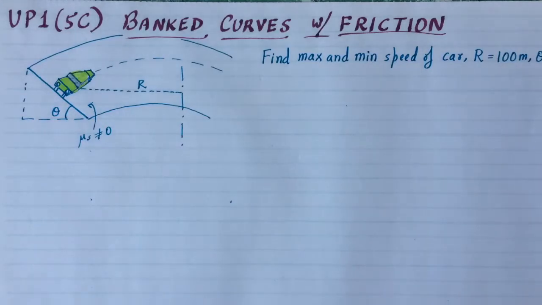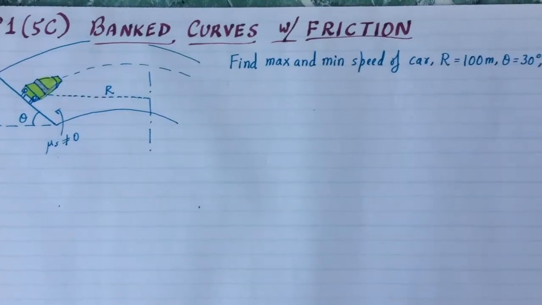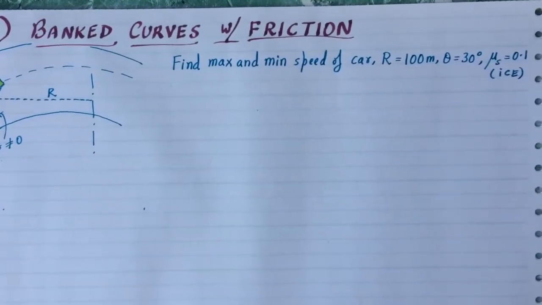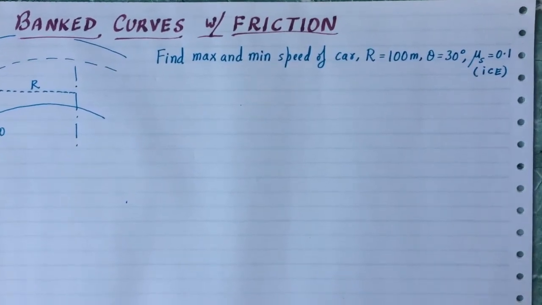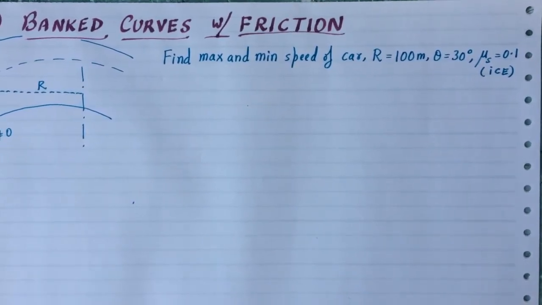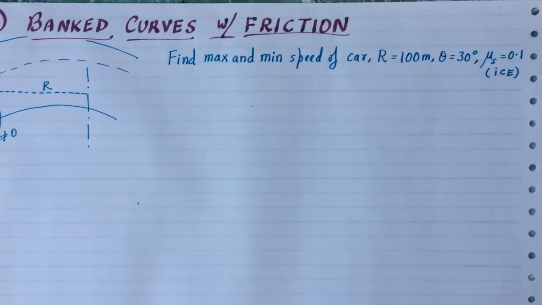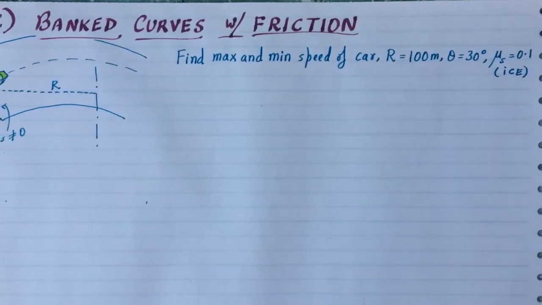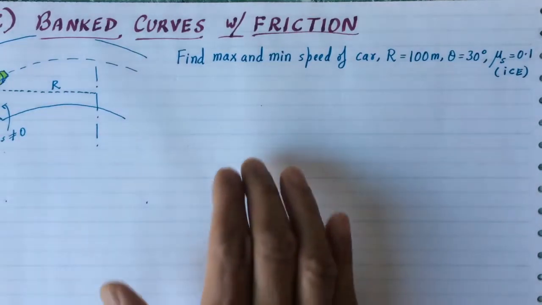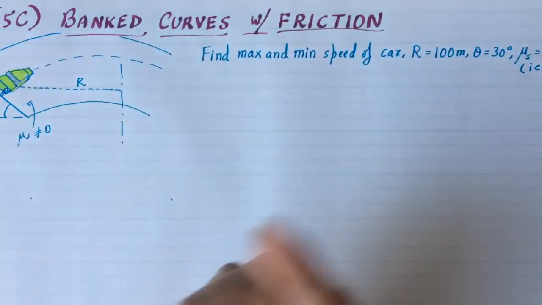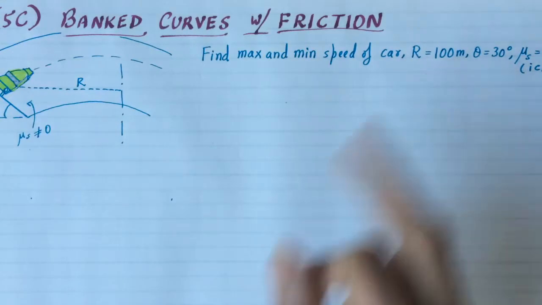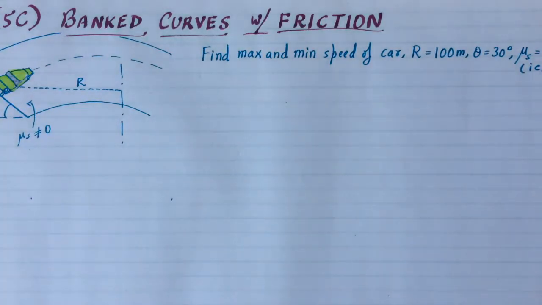What we are interested in finding in this problem is, in an icy mountainous road, find the maximum and minimum speed of the car. It might interest you to know that you can't move too slow or too fast in this situation. The coefficient of friction is given to be 0.1, which is typical of black ice. The radius of the curve, which is to say how big the circle is, is 100 meters in this particular problem.